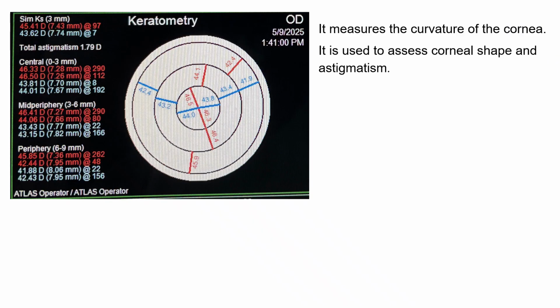So the next map is keratometry. It measures the curvature of the cornea, and it is used to assess the corneal shape and the astigmatism. In this also we can see there are some blue lines and red lines. As we have already seen from the color coding, blue represents the flatter areas, the flatter curvature, and red represents the steeper areas or the steeper curvature. The same is given for this part. And these lines also represent the degree. In this central part we have seen there is 46.33 diopter at the axis of 290 degrees. So all this represents the degrees of the curvature.